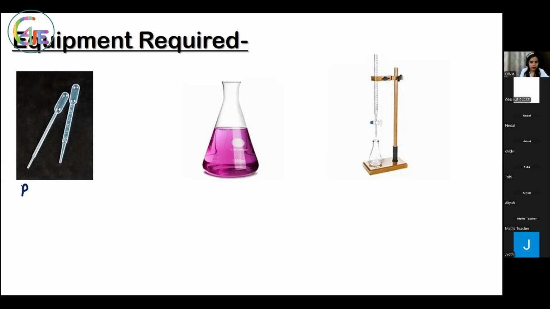The very first is the pipette. As you can see, there are little markings on it. These are to get the exact volume of any solution which we need. This one is your conical flask. And this is the burette plus stand.